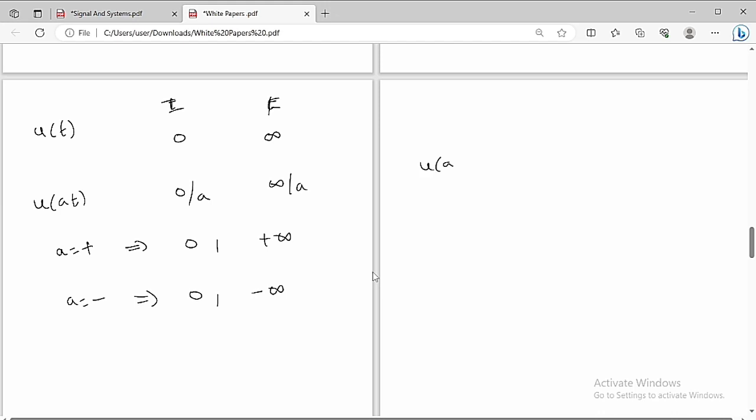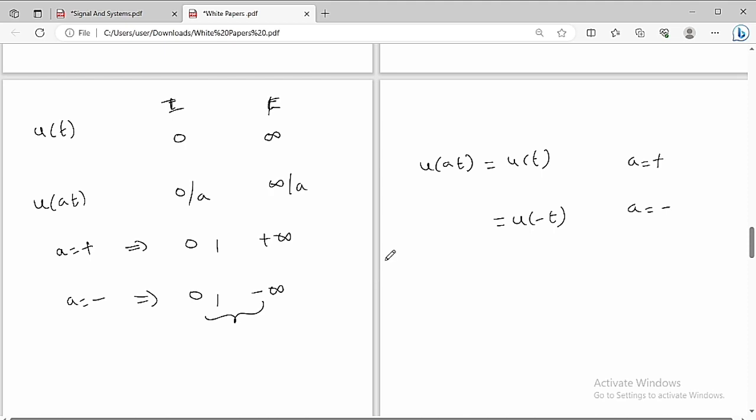So now tell me, u of at, if a is positive, then what are you going to get? Same as it is. Same thing, u of t only we are going to get. Suppose if a is negative, then what are you going to get? This graph is nothing but u of minus t. This is what I am trying to tell you. So therefore, u of at is equal to u of t for a positive, and u of at is equal to u of minus t for a negative.